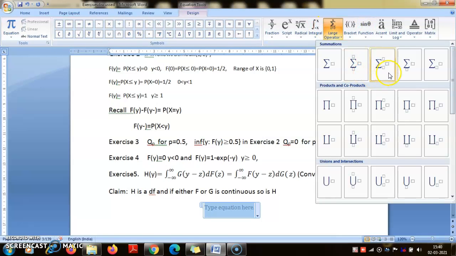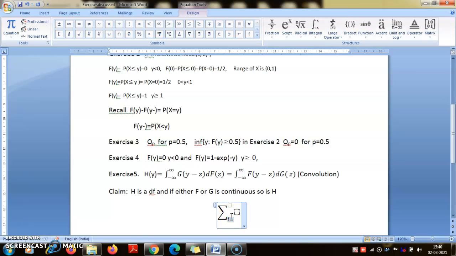So actually this will be the sum over i equal to 1 to n, where n is the number of subintervals of a to b, where the norm of the partition is going to 0, such that g of y minus zi times dfz, where d actually stands for a very small difference, f of zi minus f of zi minus 1.